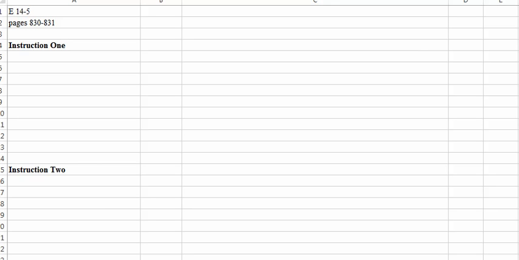Okay, you guys, we'll now start with exercise 14-5 on pages 830 and 831. Here, it's a similar problem. We're still dealing with bonds, but what they want to know when this corporation issues bonds, what will be the amount of the bonds payable liability that they show at the end of year one on the balance sheet.